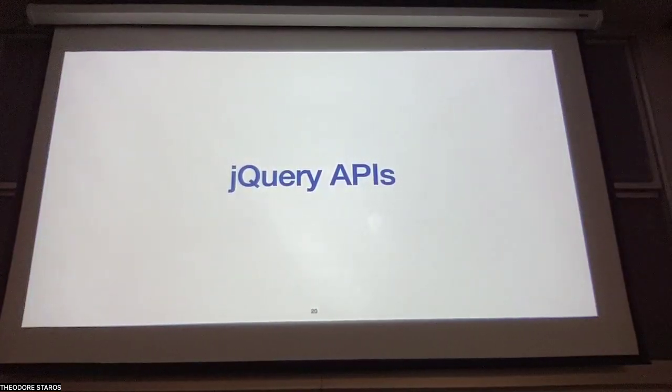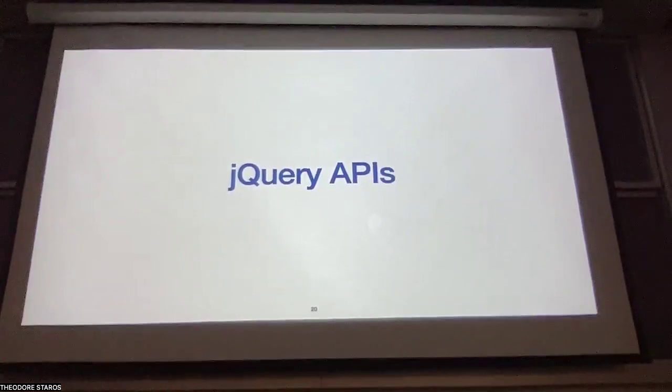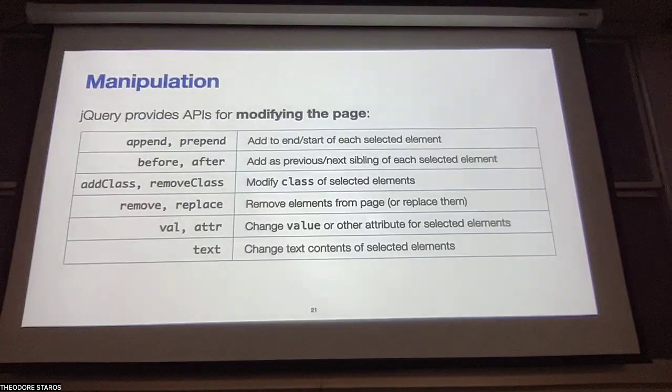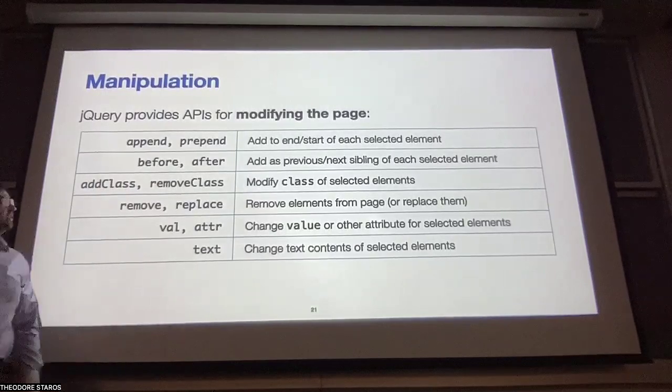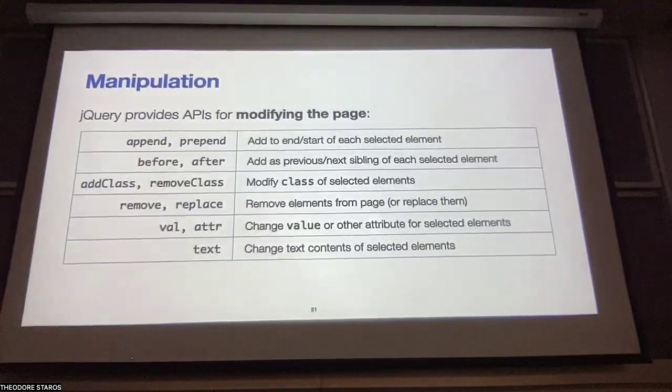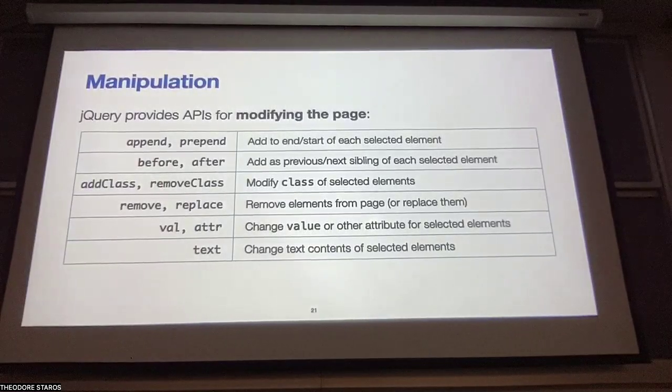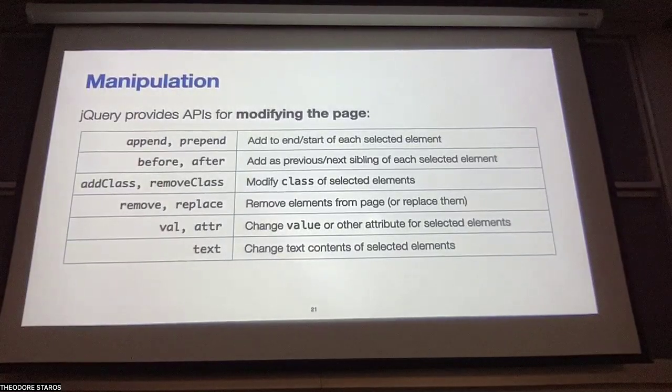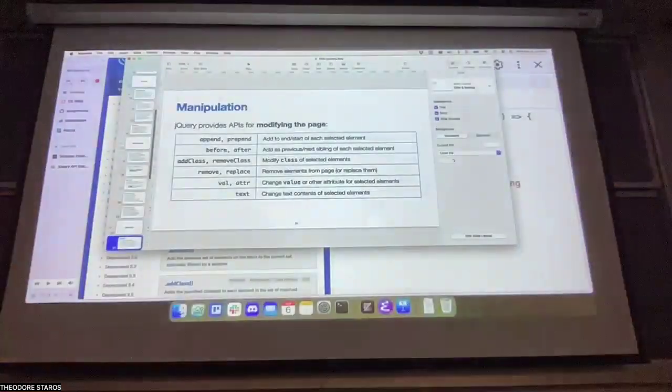Okay, so now we've talked about adding event handlers, so running code when the user does something. Now let's talk about modifying the page in response. So jQuery has a lot of APIs for modifying the web page, and these are all methods on jQuery objects. They're all pretty intuitive. So for example, there's an append and a prepend function, and that allows you to add elements either at the end or the beginning of an HTML element.